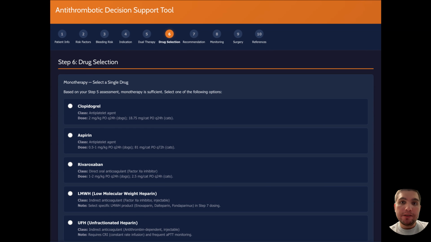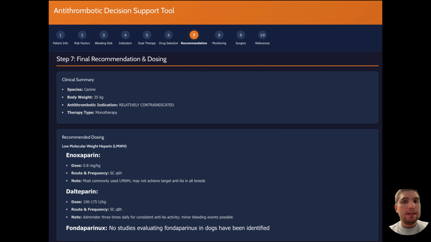Again, just to reiterate, in real life, in this specific case, we did not start antithrombotics, but as a hypothetical scenario, I'm talking about the options here, just to make sure you guys understand that. And then in step number 7, the tool will give you some final recommendations and dosing, depending on the drugs you chose. And since we chose low molecular weight heparin, it will give you the most commonly used doses based on CURATIVE guidelines for enoxaparin and dalteparin.